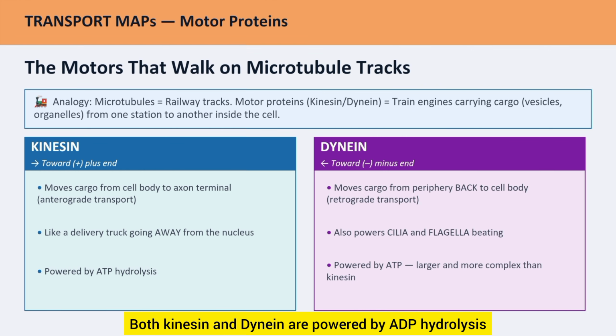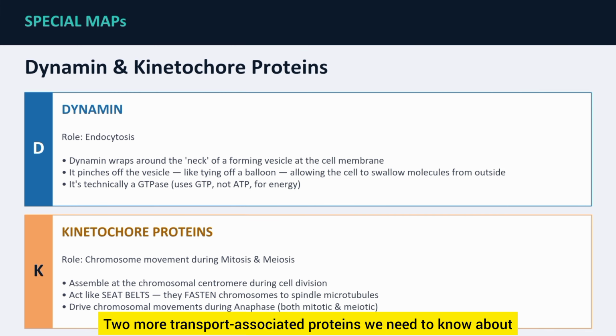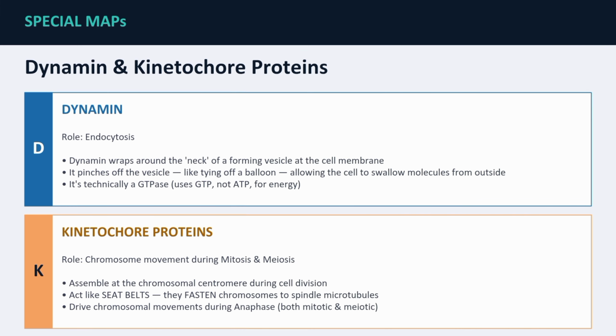Both kinesin and dynein are powered by ATP hydrolysis. They are literally molecular machines walking along microtubule tracks, carrying cargo. 2 more transport-associated proteins we need to know about. First, dynamin. Dynamin is involved in endocytosis.